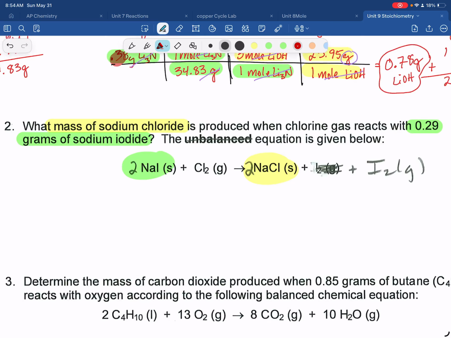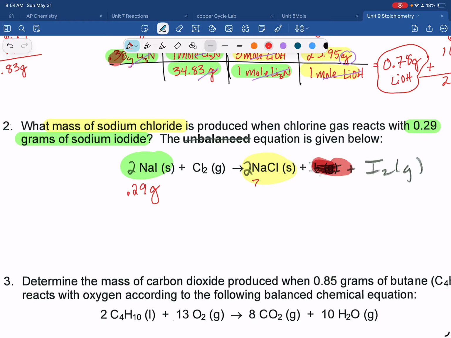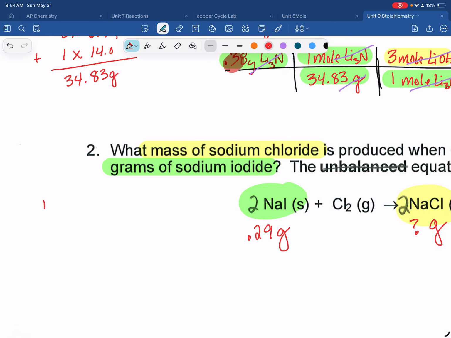Okay, let's write what we know in our balanced equation. I2 was hard to read, so I just rewrote it there. So don't let that confuse you. 0.29 grams. So we're starting with 0.29 grams of sodium iodide, and we want to end up with grams of sodium chloride. So over here, let's do the molar mass of NaI.